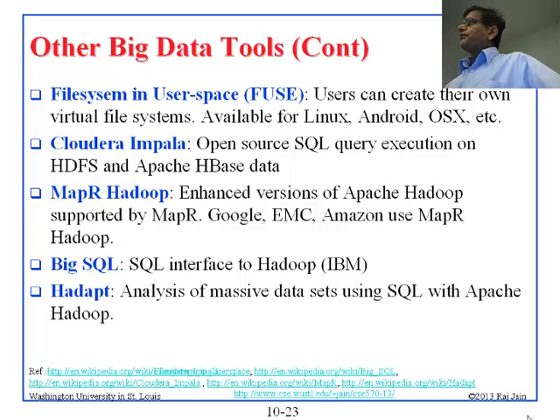Hadoop is the analysis of massive data sets using SQL with Apache Hadoop. So basically, again, the third SQL interface. SQL is very popular. There is a lot of code available. All we have done with Hadoop is we have changed how we compute it. So that's why all these interfaces are selling. Big SQL, Impala, Hadoop, these are all basically SQL on Hadoop.